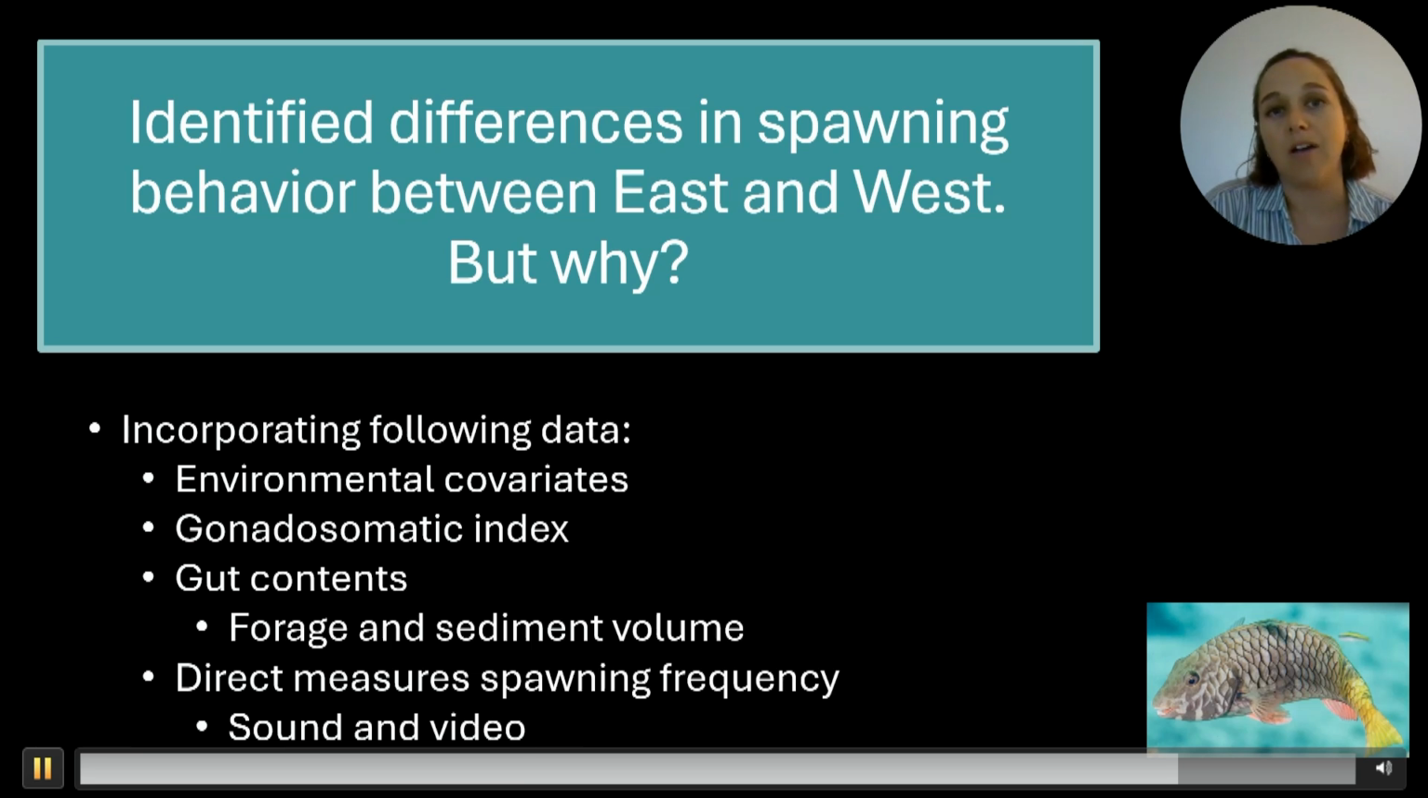We've also sampled yellowtail parrotfish as well. And we are looking at their gonadosomatic index to see if there's differences in that between the aggregations. We're also looking at gut contents to see what they've been foraging on, as well as the amount of sediment that they're consuming while foraging. And then we're also looking at direct measures of spawning frequency using sound and video.